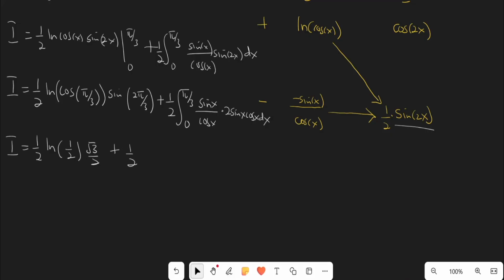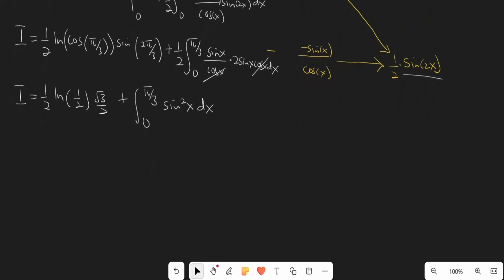Plus 1/2. This 2 will come out and nullify the 1/2 in front, and that becomes the integral from 0 to pi over 3. Cosine of x will cancel cosine of x, and I'm left with what? Sine square of x dx. Cool result.